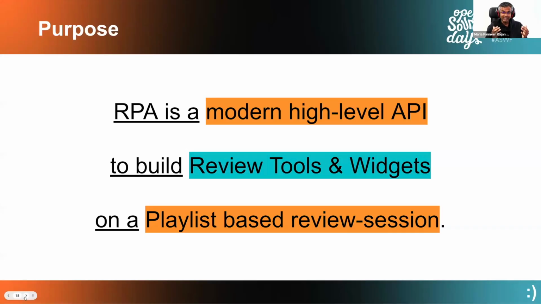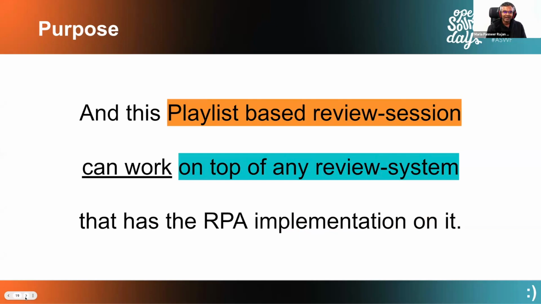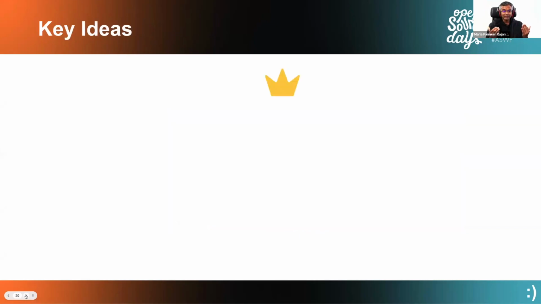RPA has been designed to be a modern, high-level API to build review tools and widgets on a playlist-based review session. And this playlist-based review session has been set up to work on top of any review system that has the RPA implementation on it. Now, when it comes to the RPA architecture, following are the 5 key ideas behind it.